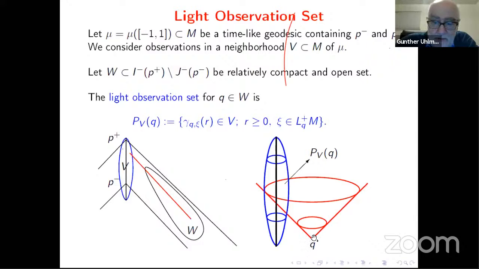Okay, so this produces a light cone. Light propagates along the light cone, and then you have a cone of directions. So you intersect the light cone with the set of observation. This is the light observation set. This gamma q denotes the geodesics that start at the point q, meaning the curves along the light cone along which the signals of light propagate. You intersect that with the set, and that's called the light observation set. The name indicates you're observing light in this V coming from W, from points in W.